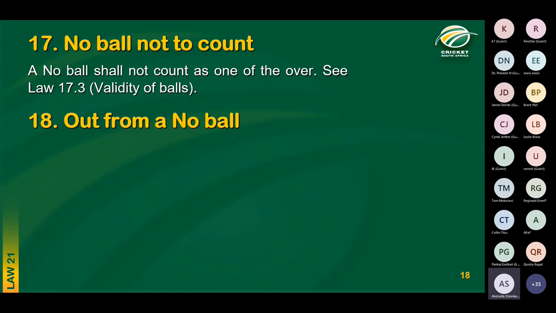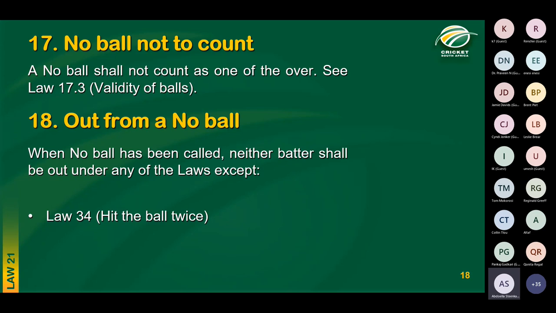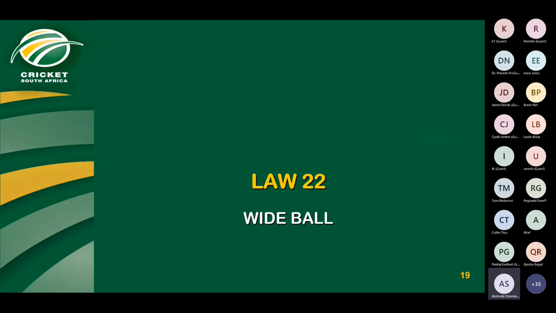And the last section under no ball, how can you be dismissed off a no ball? There are three ways to be dismissed off a no ball. Hit the ball twice, obstructing the field, and lastly, run out. That is all under no ball.